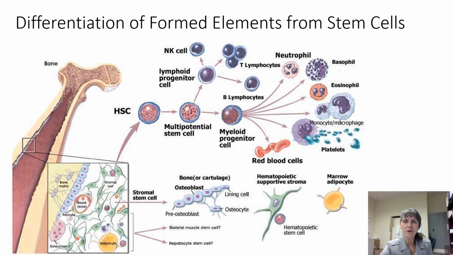So in the process of these cells differentiating, remember, we start with a stem cell. It divides and becomes a little bit more differentiated in terms of it's going in a certain direction. So the multipotent stem cell can either become a lymphoid progenitor cell or a myeloid progenitor cell, and those progenitor cells are going to further differentiate into the final cells that they will become.